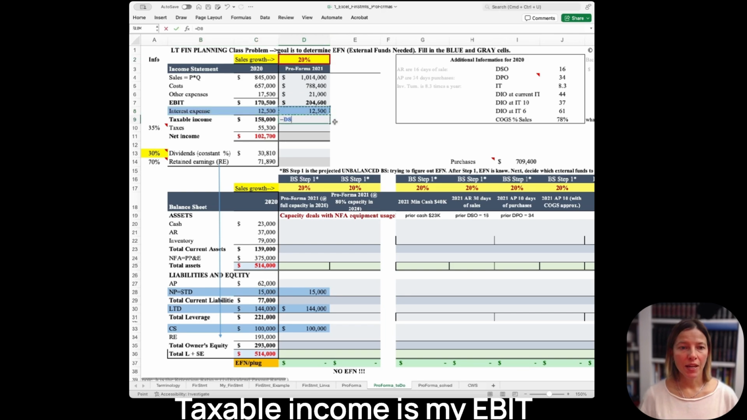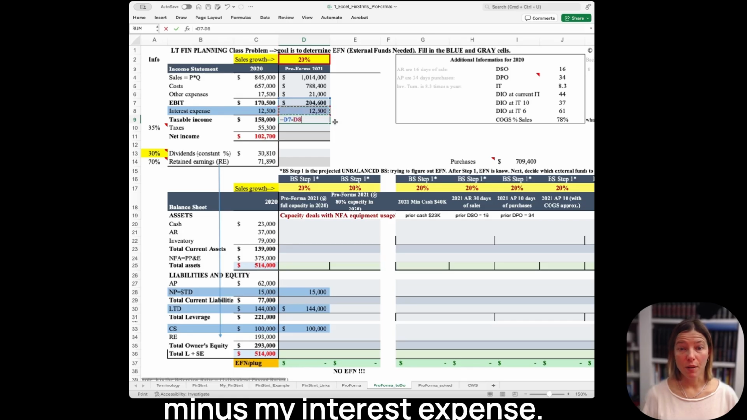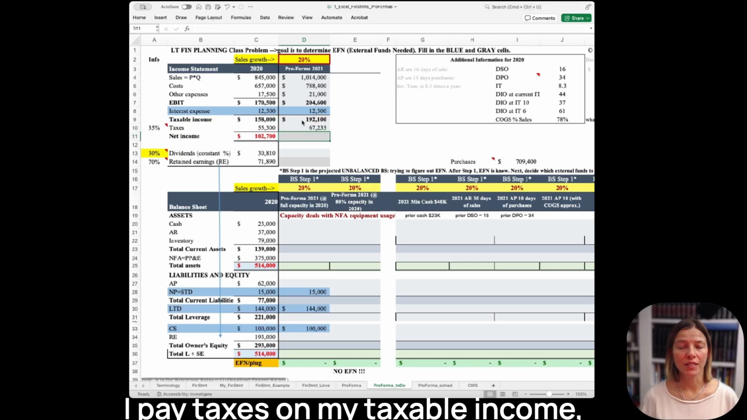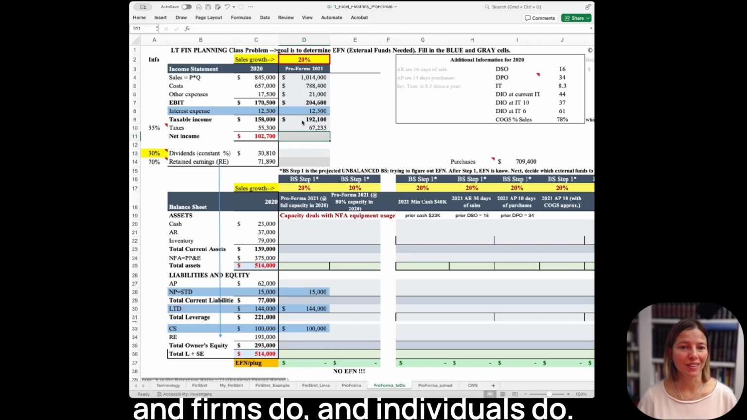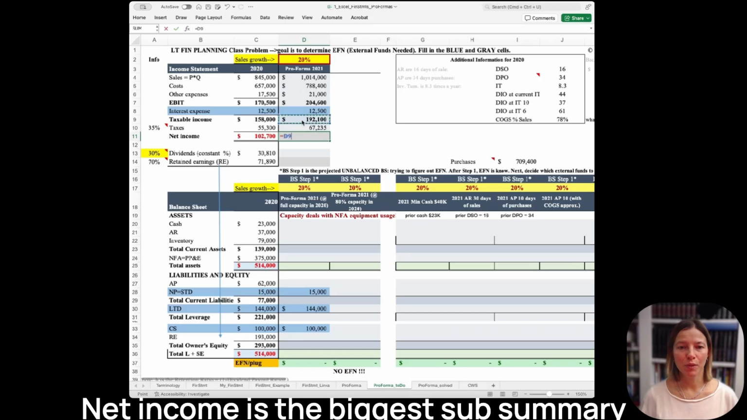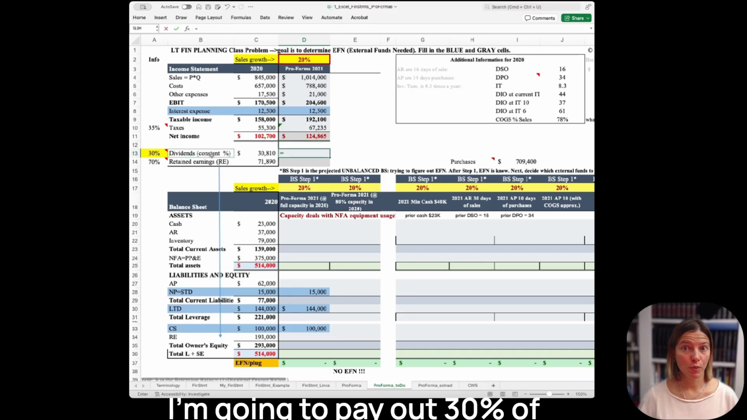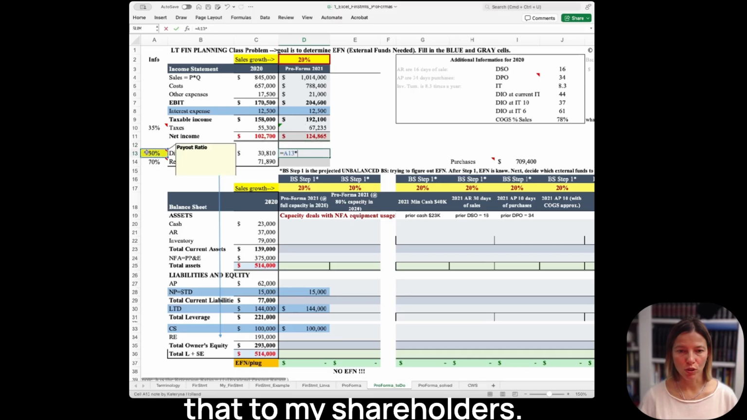Taxable income is my EBIT minus my interest expense. Taxes are going to be 35% of taxable income. I pay taxes on my taxable income, and firms do, and individuals do. Net income, the biggest sub-summary on the income statement, is $124,865. I'm going to pay out 30% of that to my shareholders.